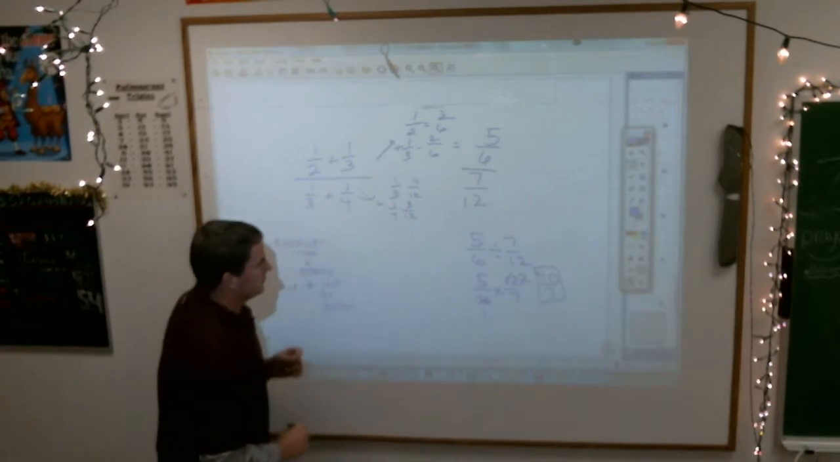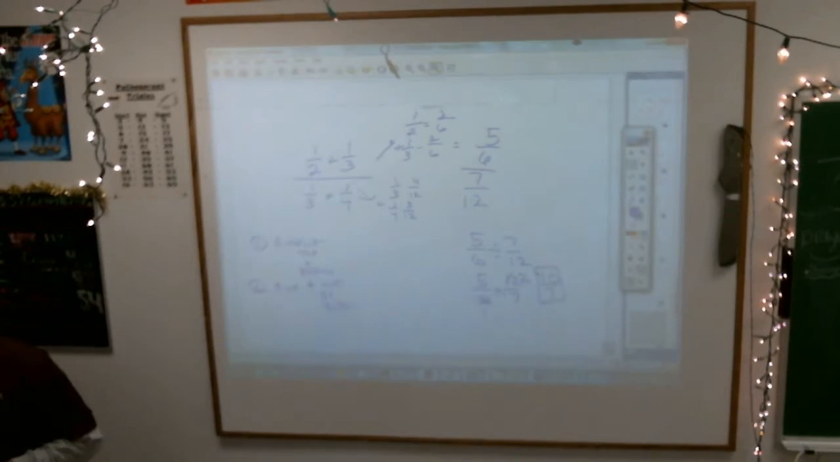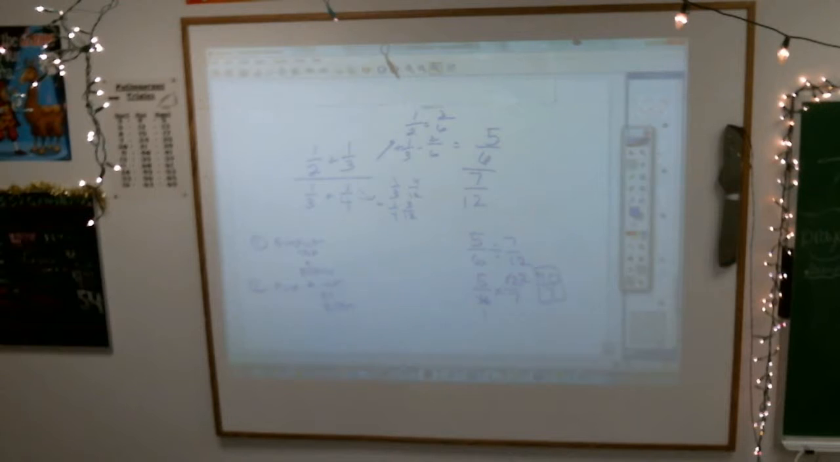Which, because they're nice to you when you get older, do they want it as a proper fraction? Yeah, you can leave it as an improper fraction, they're fine with that.